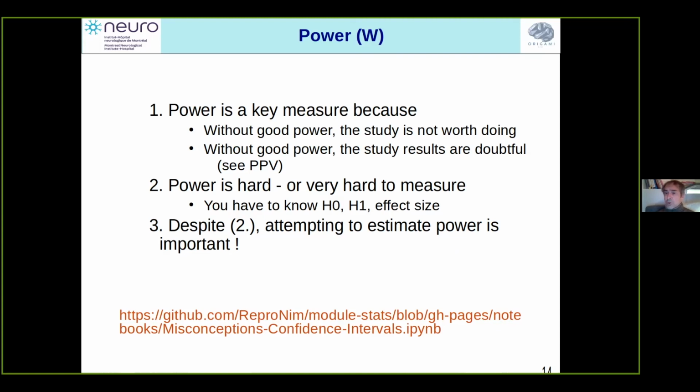You have to know the null, you have to know the alternative, you have to know, therefore, effect size, variance, all those things, and to choose, of course, the threshold. And despite that it is very hard to estimate, it is absolutely critical that we try to estimate it and get some sense of how much power, how much data do we need to get a reasonable power for our particular study.